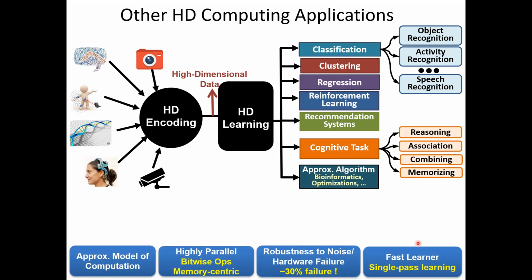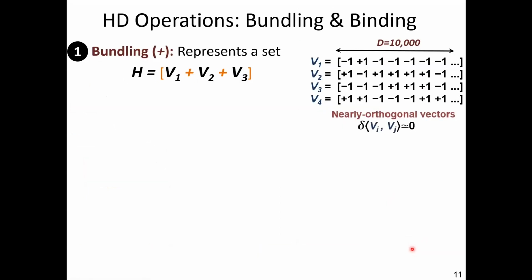And lastly, we are fast learners. Any algorithm we develop, we consider to be single pass. It can look at each training data point only once and create a good model. You know the mathematics better than me, but I'm going to give you a high-level overview of the basic math we use to perform a learning task using HD computing.